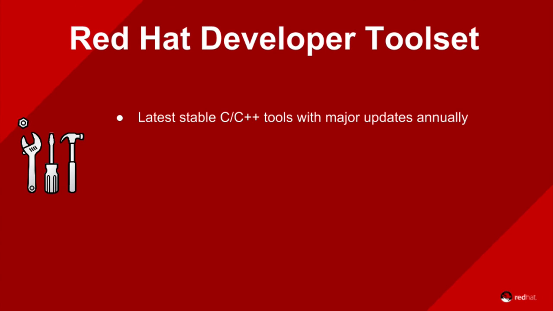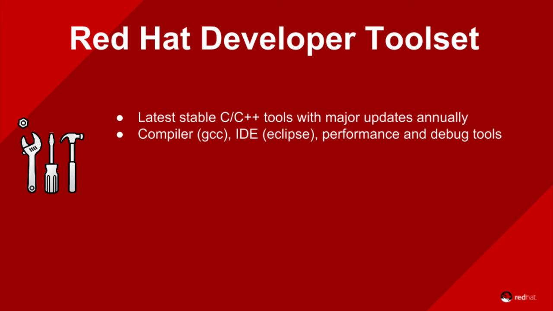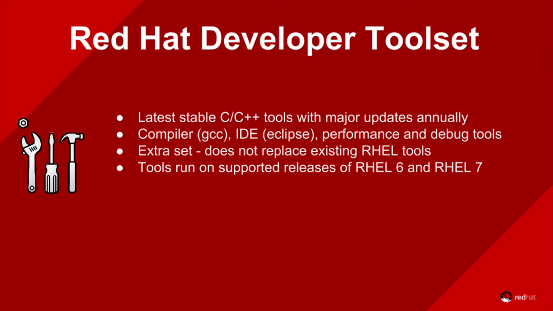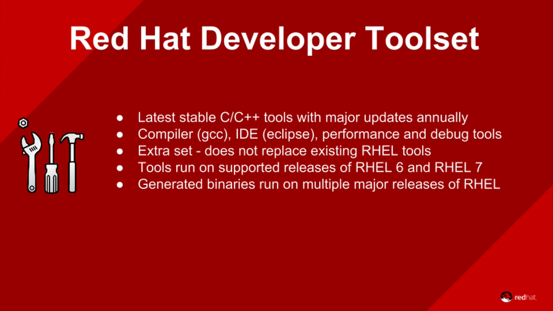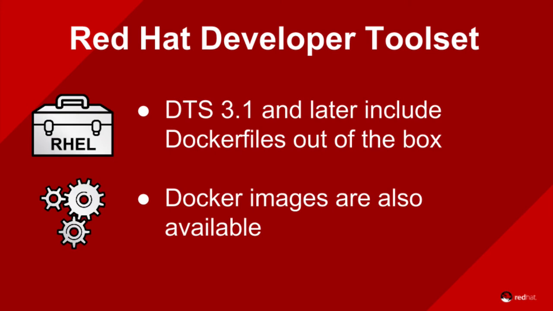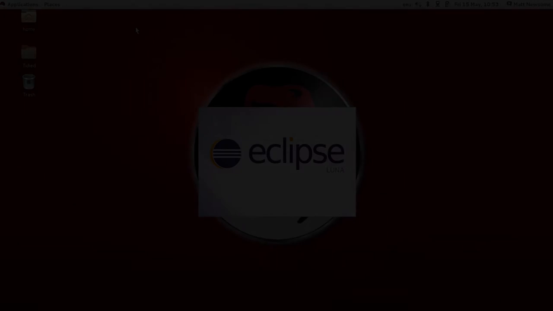So just first of all, a quick primer on Red Hat Developer Toolset. It's the latest stable C++ tools, so GCC and Eclipse performance and debug tools. It's an extra set, it doesn't replace the existing RHEL tools you have. And they run on RHEL 6 and 7, as well as producing binaries that run on multiple major releases of RHEL. And it's available to most RHEL subscribers at no extra cost. Developer Toolset 3.1 now includes Dockerfiles out of the box, so let's take a look.